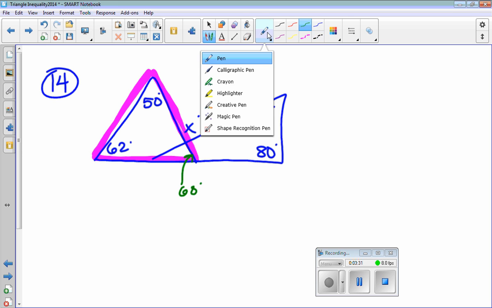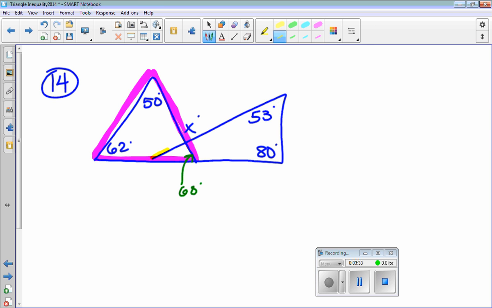I'm going to do the same thing, but this time I'm going to look at this triangle. I have 53 and 80. When I add those together and subtract from 180, what's left? What do you get? 47? 47 looks right. So I have 47.